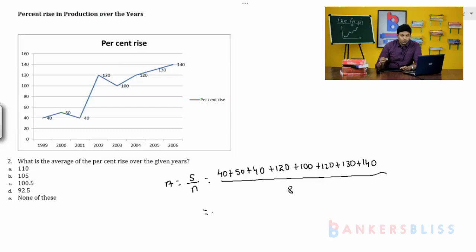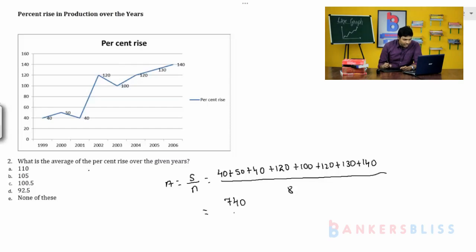So you have to calculate the sum: 40 plus 50 is 90, 90 plus 40 is 130, 130 plus 120 is 250, plus 100 is 350, again 100 is 450, 450 plus 20 is 470, 470 plus 130 is 570... plus 30 is 600, and 140. So you are going to get 740. So that is the total.